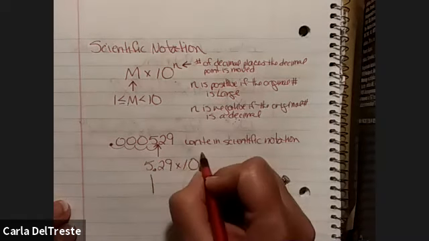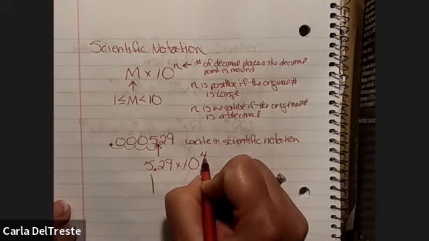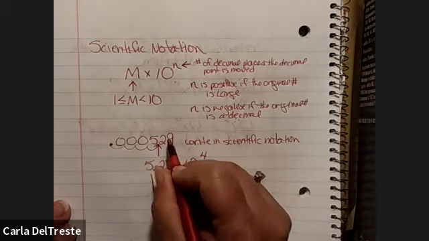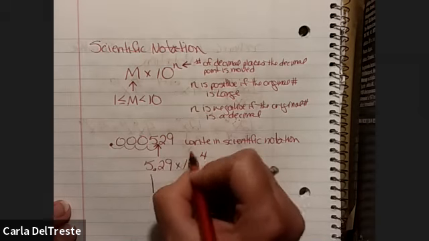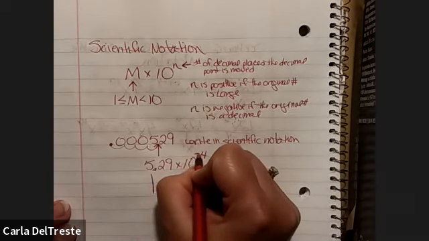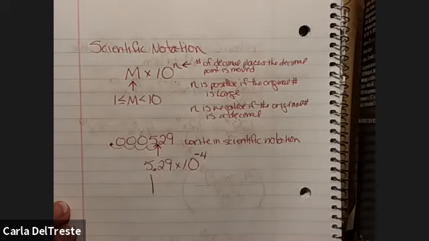We moved it 4 places. However, is it going to be a positive 4 or a negative 4? The original number is tiny, so this should be a negative 4, okay?